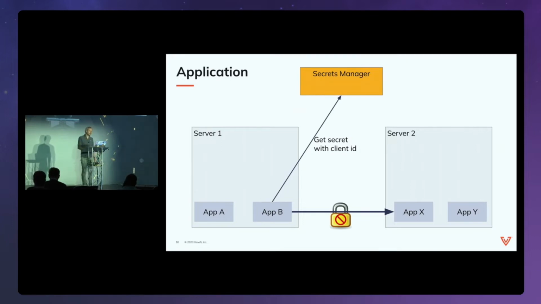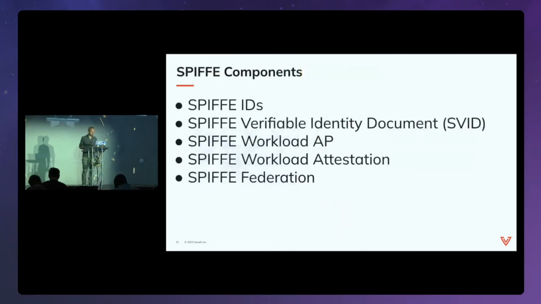Also, application X can only validate the client ID, not whether application B is actually allowed to talk to it. You have workarounds based on IP allow listing, but that doesn't work in constantly changing environments like clouds and cloud natives, where IPs regularly change. To solve this, we're going to start implementing SPIFFE.